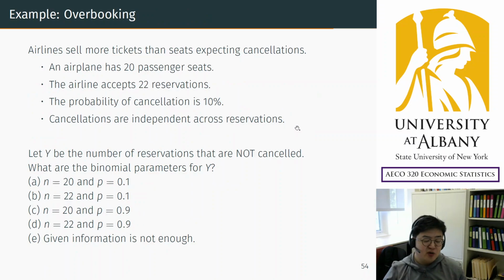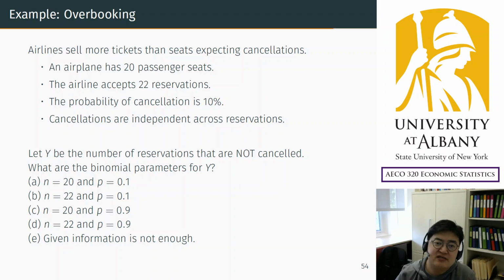From now on, I'm going to show you two more examples where we can apply the binomial distribution, and we'll show you how to calculate some probabilities. The first example is about overbooking. Think about this case. Airlines sell more tickets than available seats, because they know some tickets will be canceled, so selling more, expecting cancellations, will improve their profits.